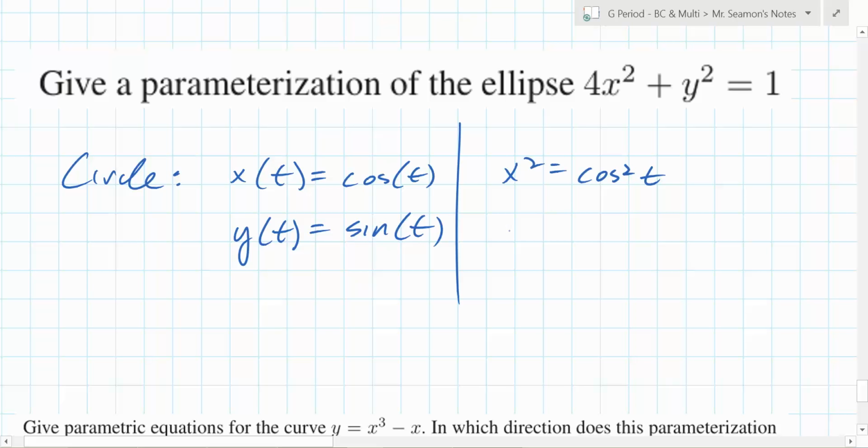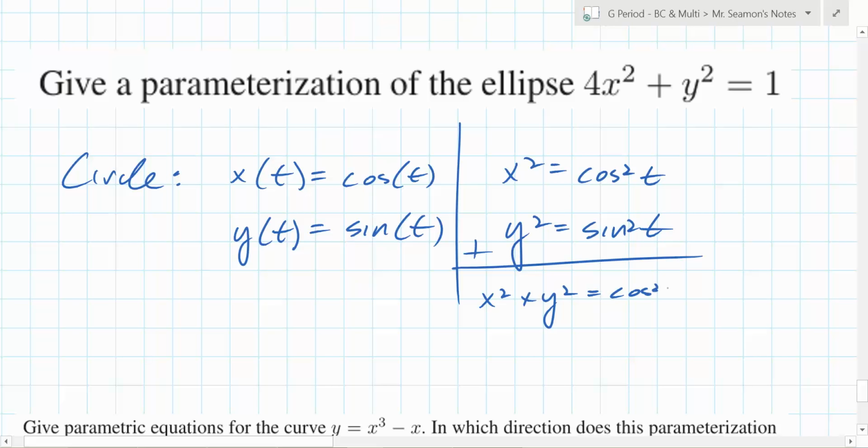Cosine squared t, and y squared is equal to? And then you can add them, and what do you get? x squared plus y squared is equal to cosine squared t plus sine squared t, which is what? So x squared plus y squared is equal to 1. Oh, so we just proved it's a circle of radius 1.